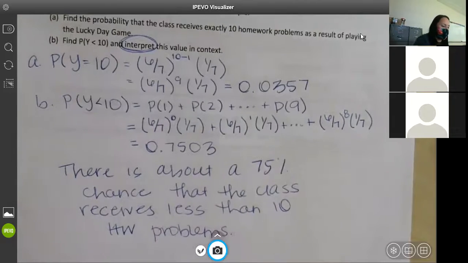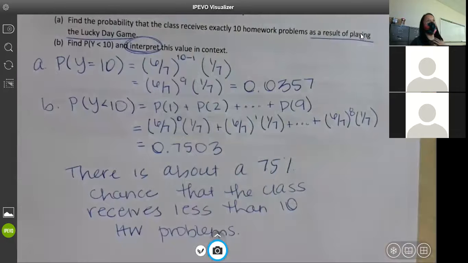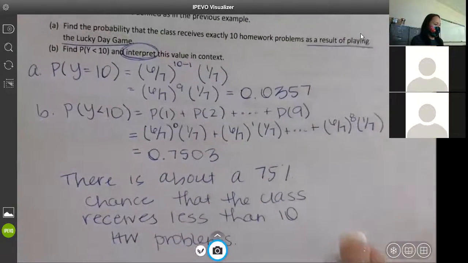And then you should finish it like it says up here, as a result of playing the Lucky Day game. I don't care that you do that. Just make sure when you do your AP exam, you're very thorough with that. Okay. All right, everybody good with this page?